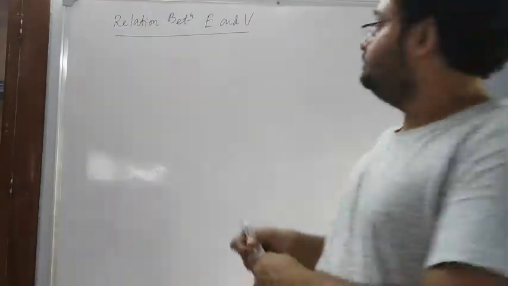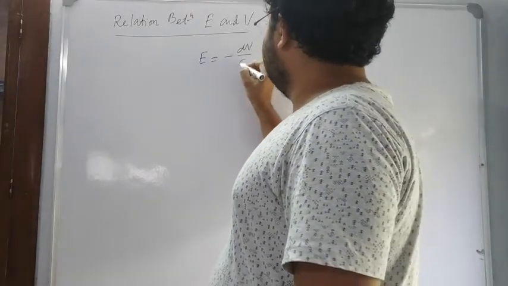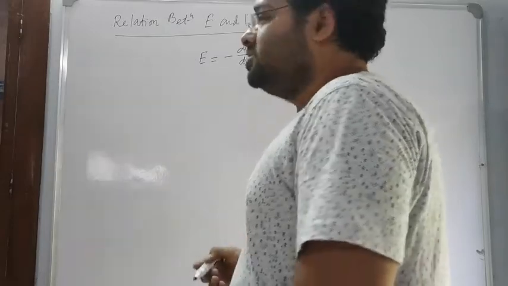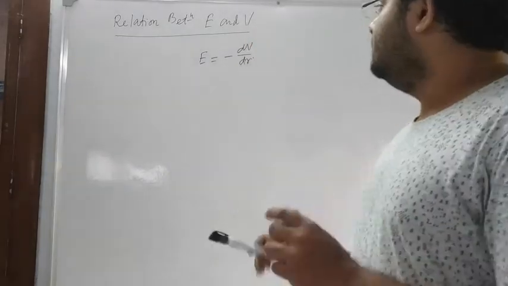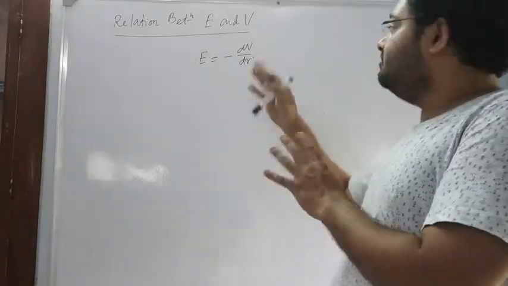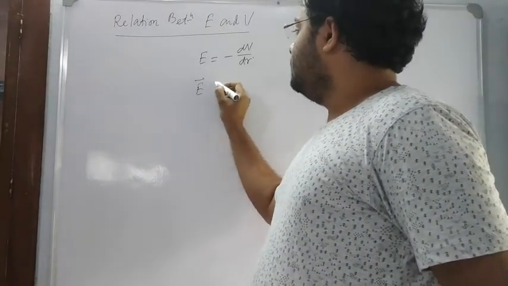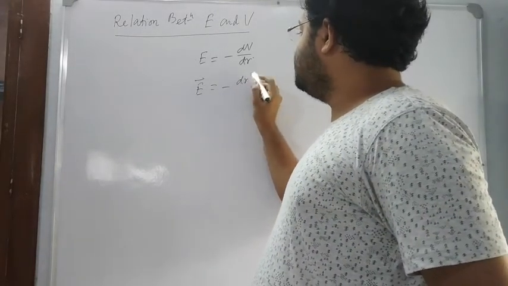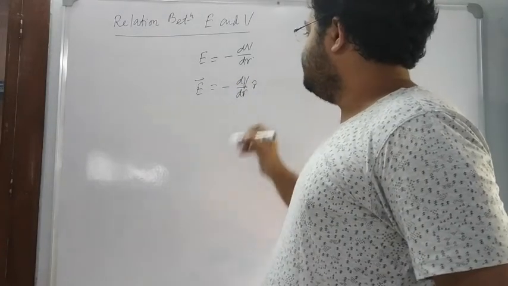So, E equal to minus dV by dr. Now this equation lacks something. What does it lack? Look, E is vector, V is scalar, so dV by dr must be scalar. So you should give it a vector form. How do we do that? E equal to minus dV by dr r cap.